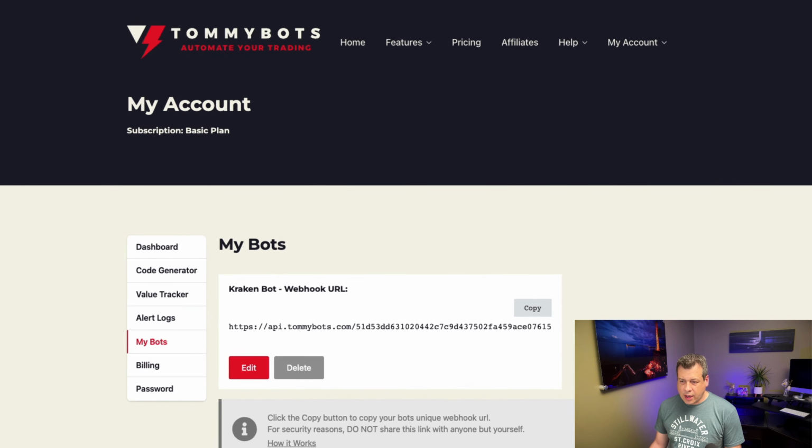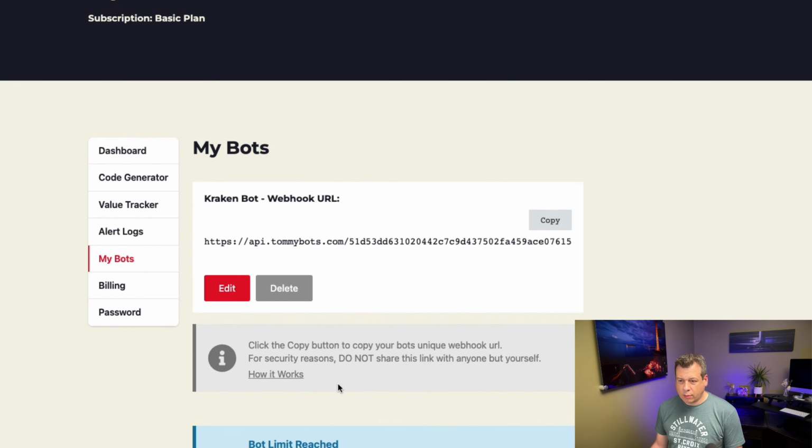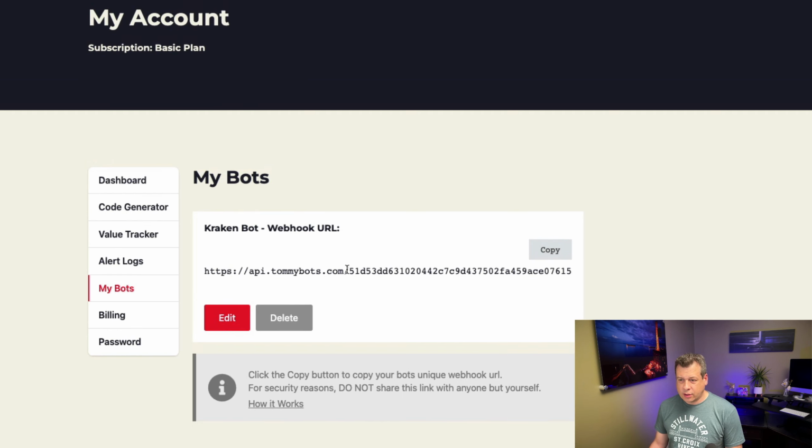on the left-hand side, you'll see a section called My Bots. And if you click on that, the first time you come here, there will be a form where you can enter the API keys to your exchange. And that will create a unique bot URL for you here. This is something that you don't want to share with anybody, just to make sure that things are secure. You just want to keep that to yourself. In this case, this is just a demo. I'm going to delete this when I'm through, so I'm not too worried about sharing this one.